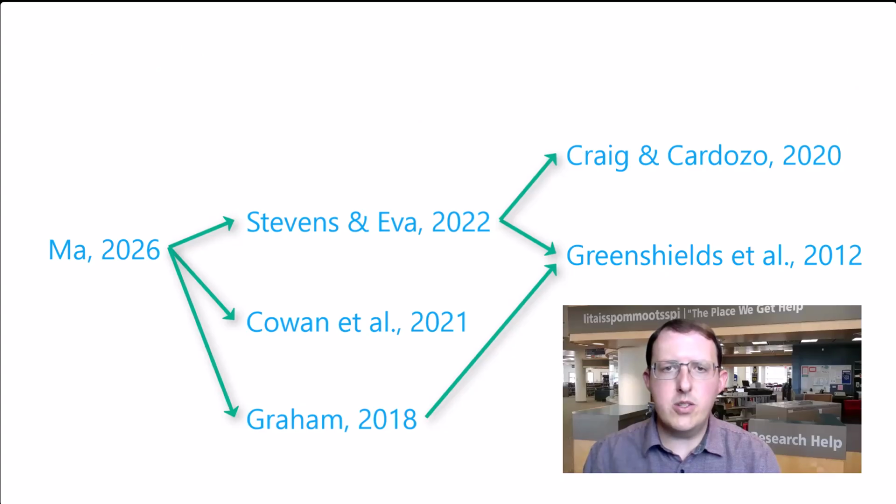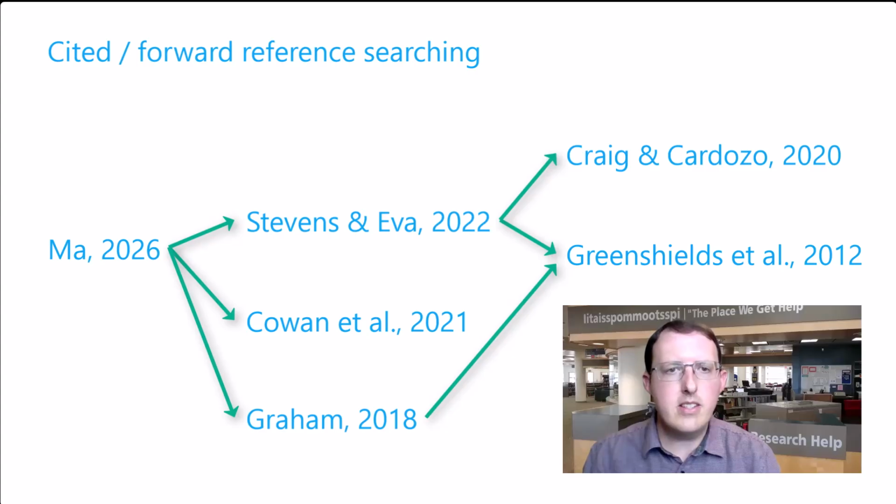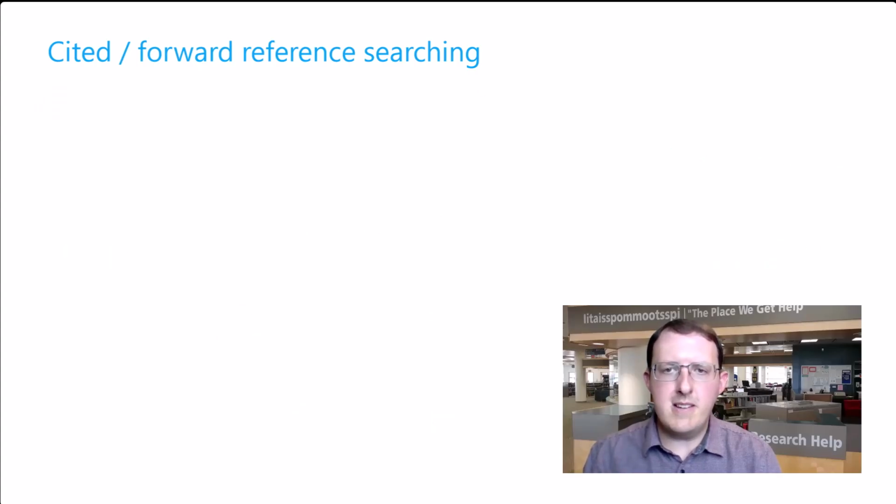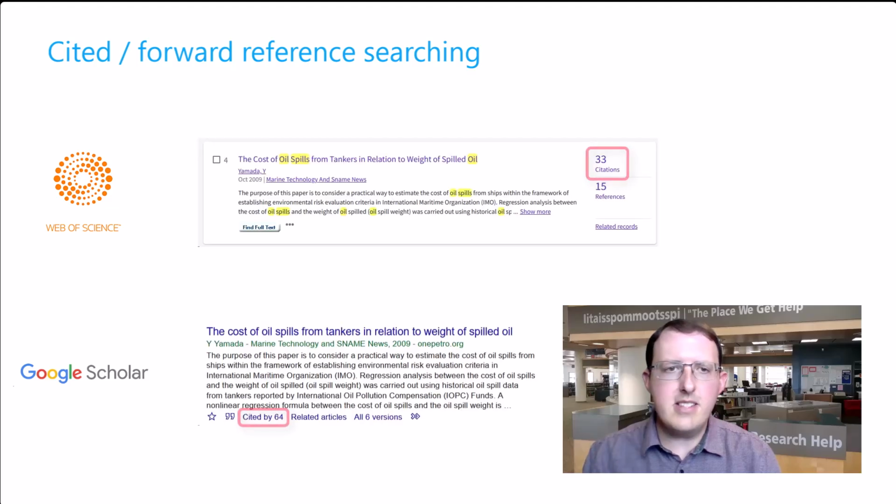Fortunately, some search tools allow what we call cited or forward reference searching for papers that have cited an item since it was published. These will necessarily be published more recently than the item in question. The large multidisciplinary database Web of Science allows one to perform this kind of search, as does Google Scholar. First, find the item, and then click to see a list of the other items that cite it.